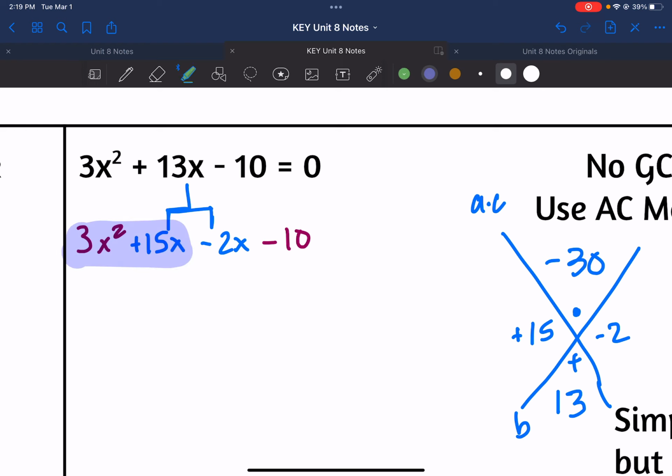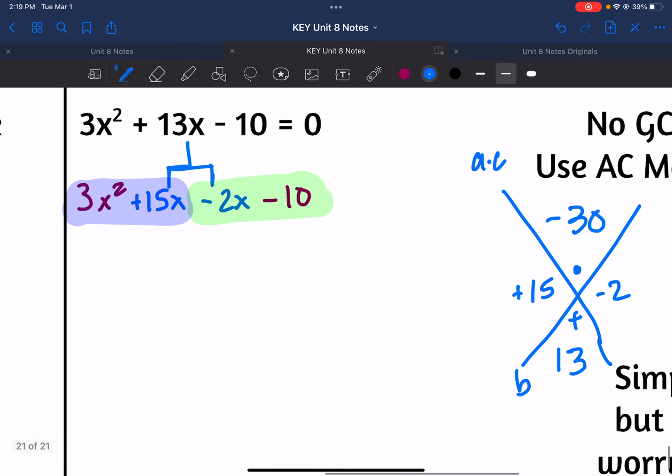So we have these to look at, and we have these to look at. We want the same parentheses. All right, so I know 3x squared plus 15x. What do they have in common? I know they have a 3 that I can factor out, and I can factor out an x. So what is left? I know I have 1x left here plus 5.